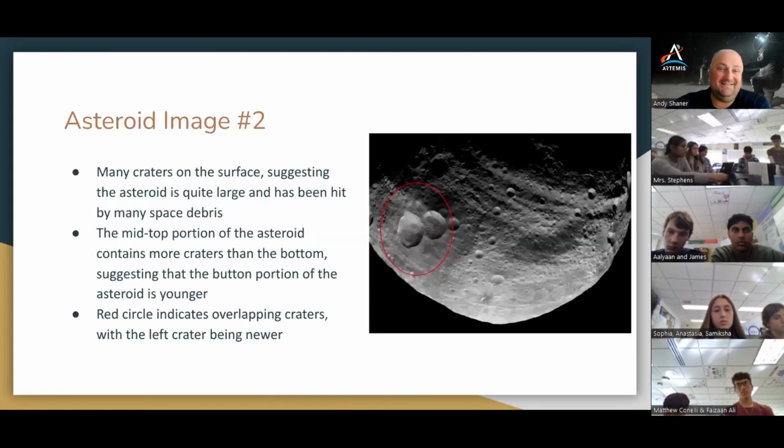So it's not as exact as actually having a sample and doing chemical analysis on it to get an age, but it's not bad. It's good for the purpose it serves.